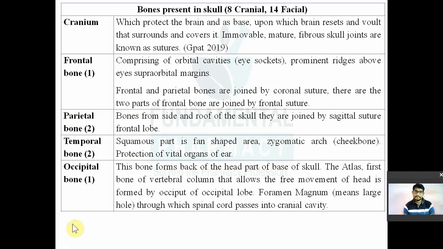Now different bones are present in the skull. I'm not going to show you the diagrams and all that. If you want to see diagrams and all that, you can see them in the book.